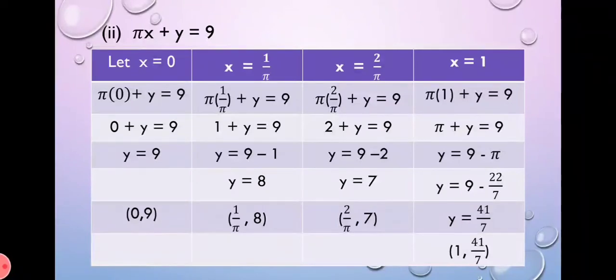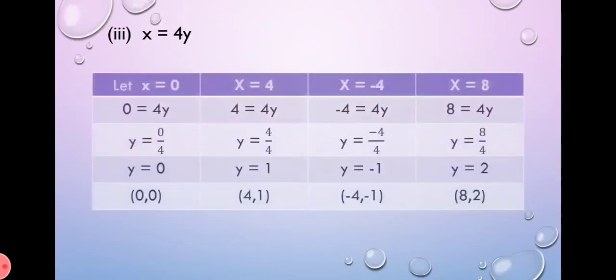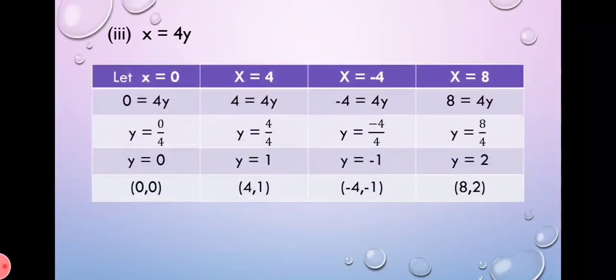Next, question number 3. x equal to 4y. Let us suppose the value of x equal to 0. So it will become 0 equal to 4y. So y will be 0 upon 4, that is y equal to 0. So first pair is 0, 0. Next we take x equal to 4, that is 4 equal to 4y, that is y equal to 4 upon 4. So we'll get y equal to 1. So the another pair is 4, 1.